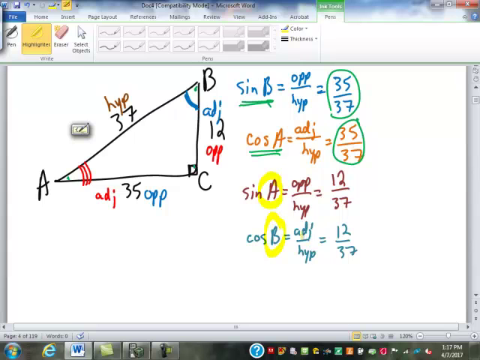Again, notice, A and B are complements. Sine of A is 12 over 37. So the cosine of B, which is the complement of A, is 12 over 37. If they're complements, the cosine of one is equal to the sine of the other. Have I beat that one to death enough yet that we can let her go? The cofunction is always the function of the complement?